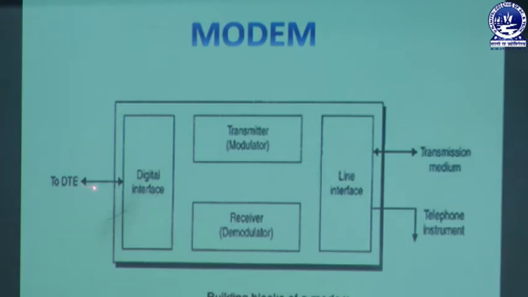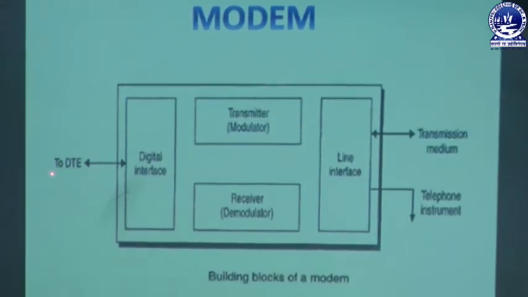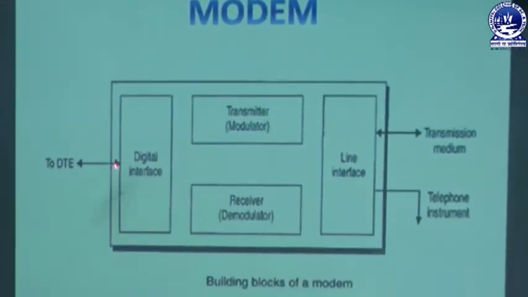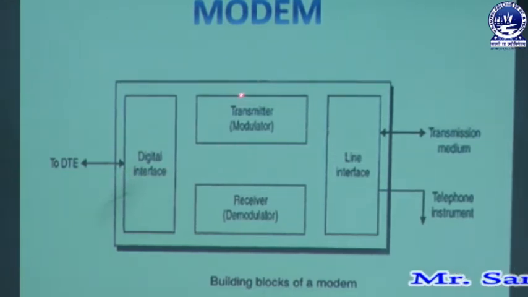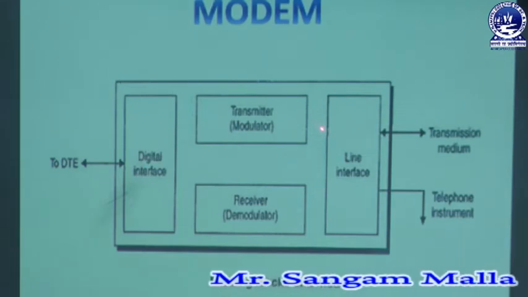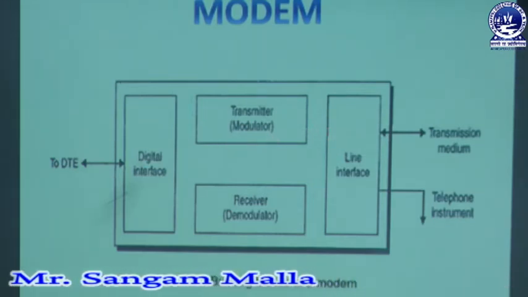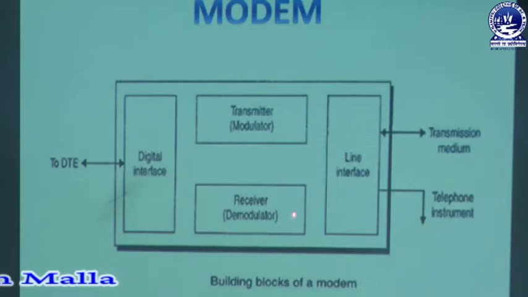Now you can easily see that there is a DTE over here and another DTE over here. Whenever a DTE is connected, it connects to the digital interface directly. The modulator acts as the transmitter which transmits the signal from one location to another, and the demodulator plays the role at the receiver side. There is always a line interface, also called a transmission medium, and we take the help of different telephone instruments to carry out the line interface.